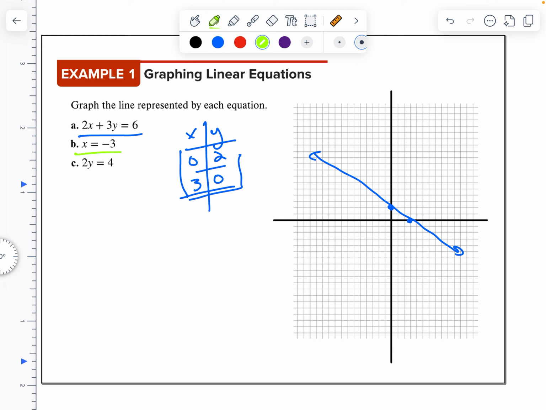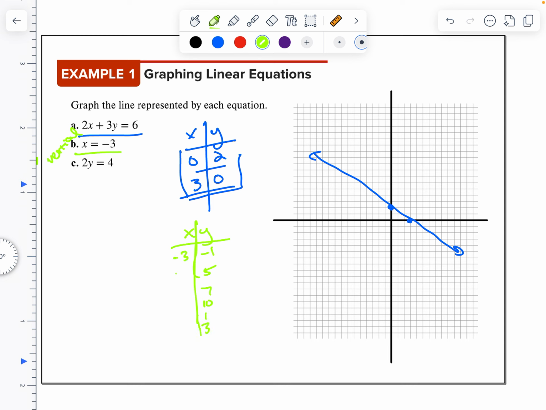If you ever just have an x, then you know that that's always going to be a vertical line. Vertical. If it only has an x, it's going to be a vertical line. If we wanted to do a t-chart for that, we still could. And we could pick any number for y that we wanted to. -1, 5, 7, 10, 1, 3. Doesn't matter what it is.